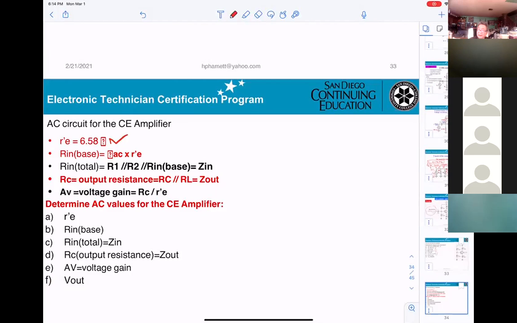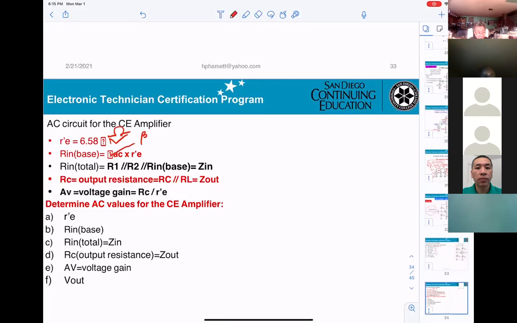If you want to calculate the R in base, okay, so it will be on that one. The thing I don't know, when I run it on my iPad, some things don't display. Let's see. RE is ohm and the other one is beta AC. Beta AC times R prime E. Right. They don't display a beta. So if you want to calculate the R in base, you get beta times R prime E.